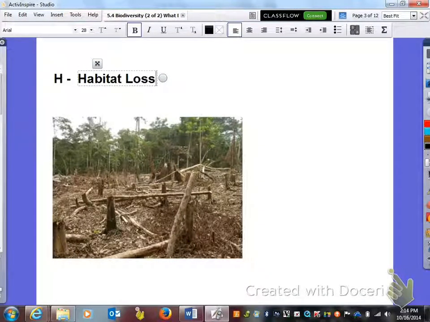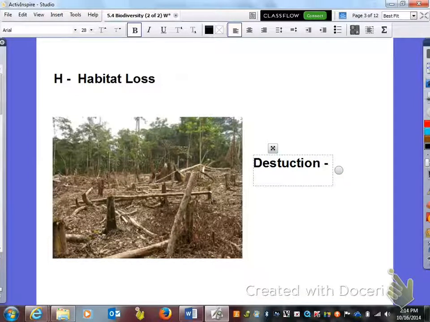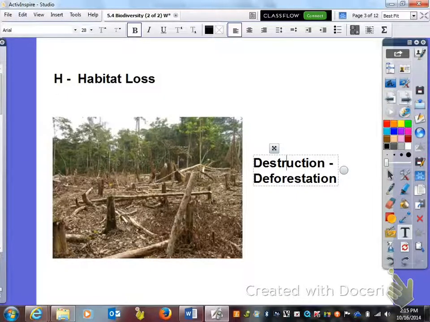Okay, so one of the things that can destroy biodiversity is habitat loss. Now, here's a picture, and you may recognize this. One way that we can destroy habitat is through the destruction of that habitat. And here we have deforestation. So the destruction of habitat is one way we can have habitat loss.